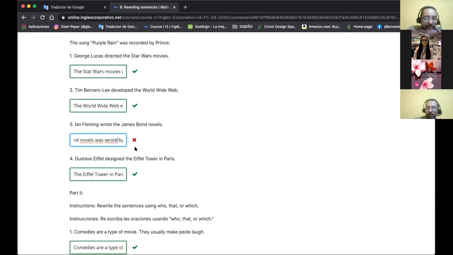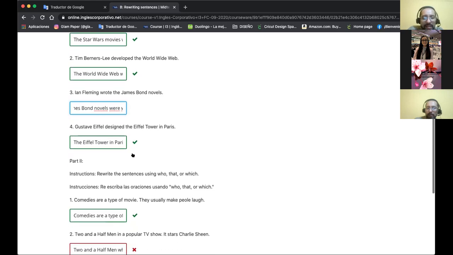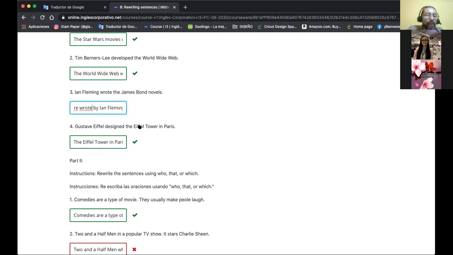Okay, so there are two mistakes in this sentence. One is James Bond novels are plural, not singular. So we don't use was, we use were, because the novels are they. Next, wrote is the past tense, but you need the past participle. So they were written.